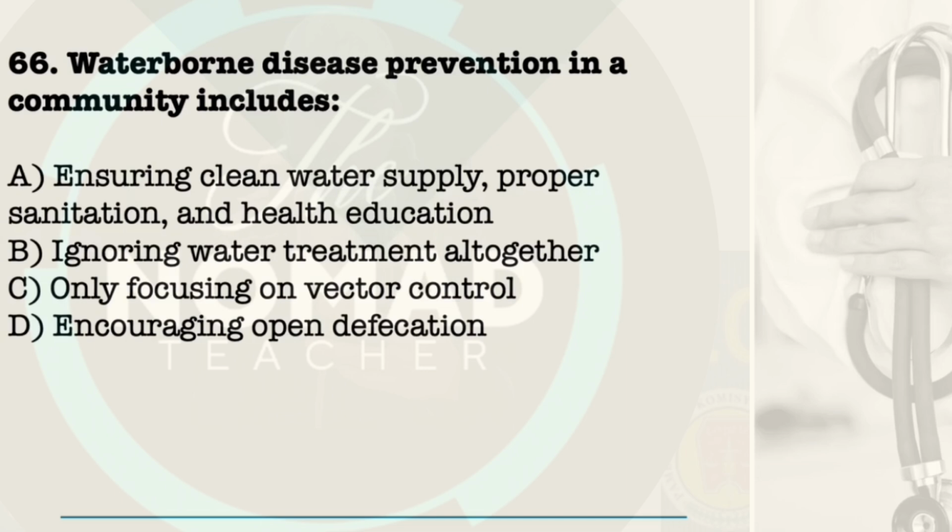66. Waterborne disease prevention in a community includes: A. Ensuring clean water supply, proper sanitation, and health education. B. Ignoring water treatment altogether. C. Only focusing on vector control. D. Encouraging open defecation.